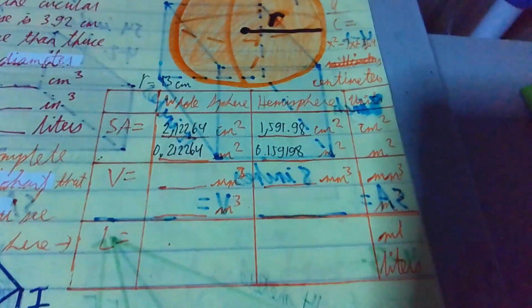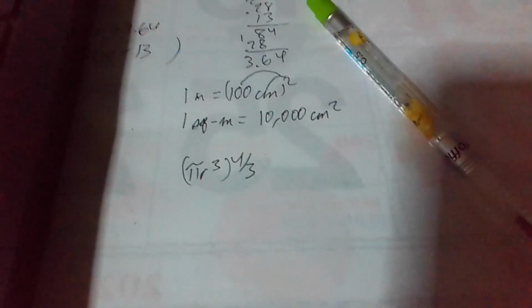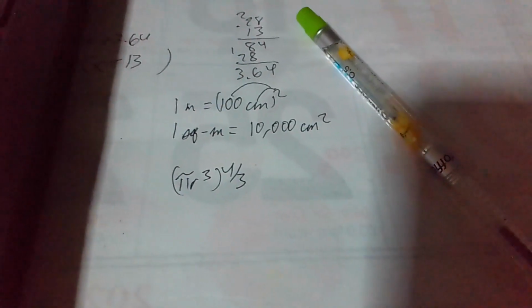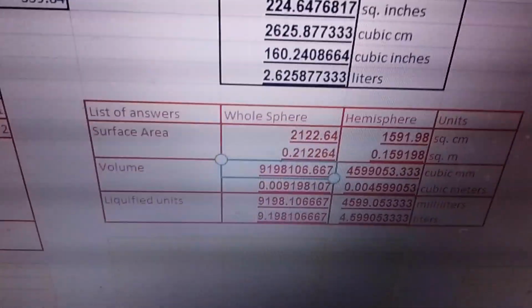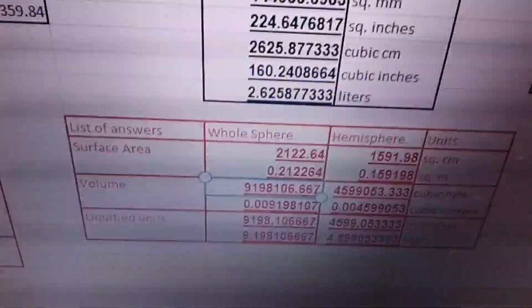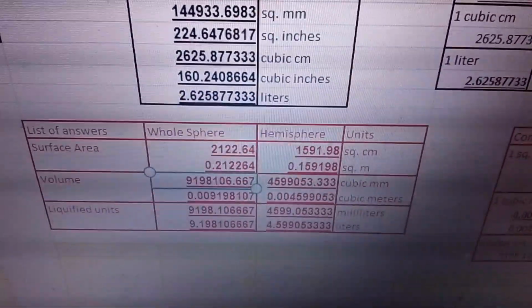Kaya to get the volume of the sphere, ang volume ng sphere ay mabilis lang yan. The volume of one sphere is pi times the radius cubed times 4 divided by 3. So, yun yung formula. So, ito yung ginawa ko. If I were to go to this formula that you see here, our volume of the entire sphere should be 9,198,106.667 cubic millimeters. Ay, wait. Kasi nga we're supposed to get that in cubic millimeters. Paano nangyari yun? Ganito kasi nangyari.